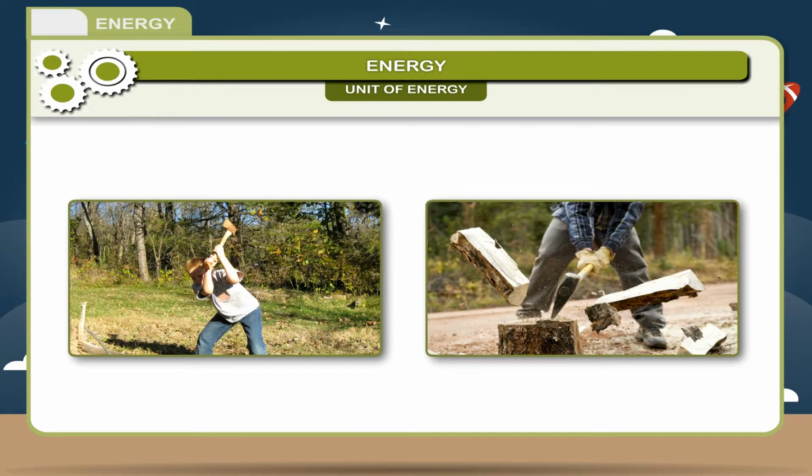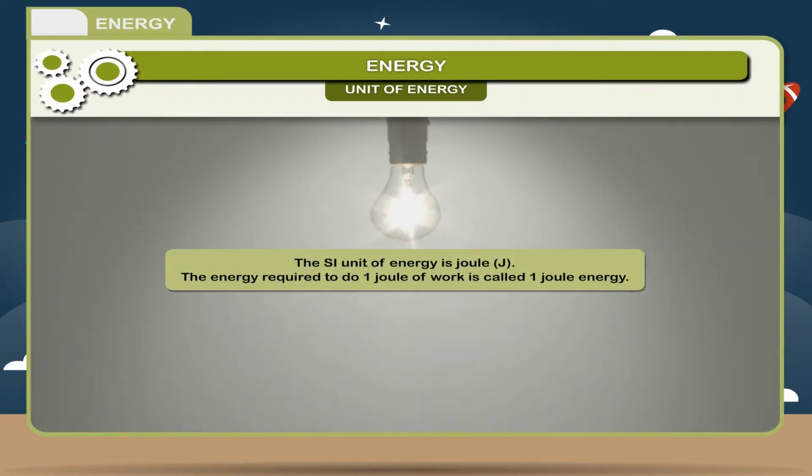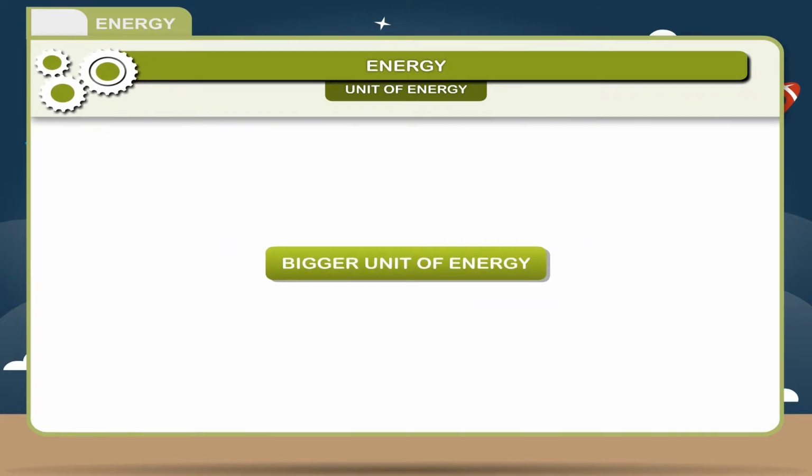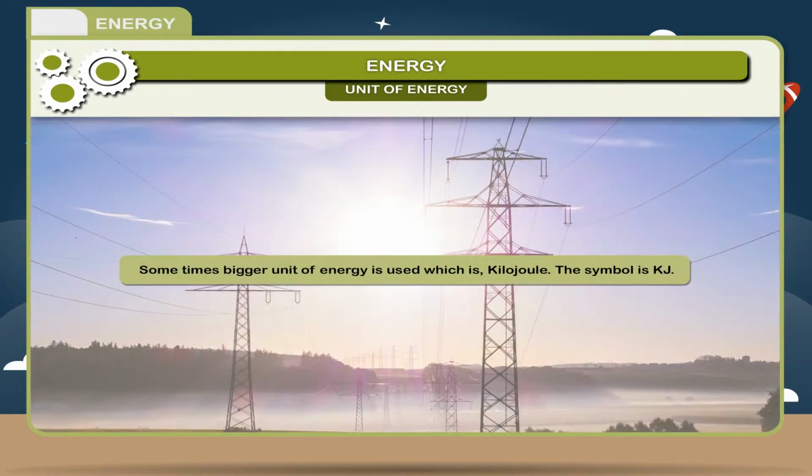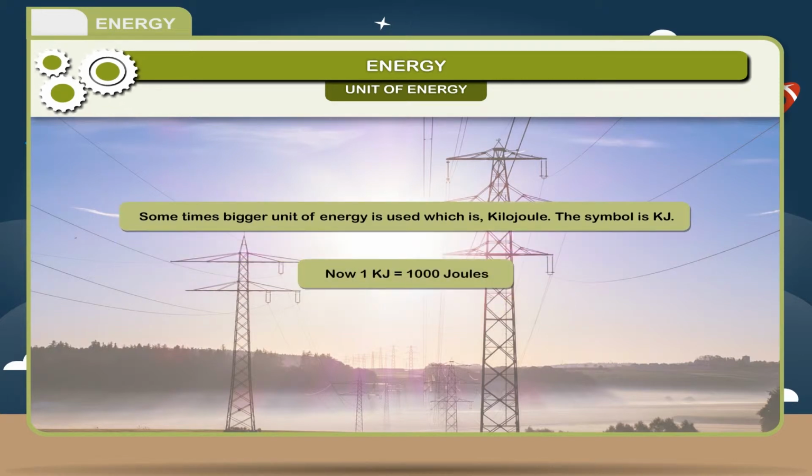Unit of energy. Energy and work are directly related to each other and are mutually convertible. So, the units of work and energy are the same. The SI unit of energy is joule, J. The energy required to do 1 joule of work is called 1 joule energy. Bigger unit of energy. Sometimes, a bigger unit of energy is used, which is kilojoule. The symbol is kJ. Now, 1 kilojoule is equal to 1000 joules.